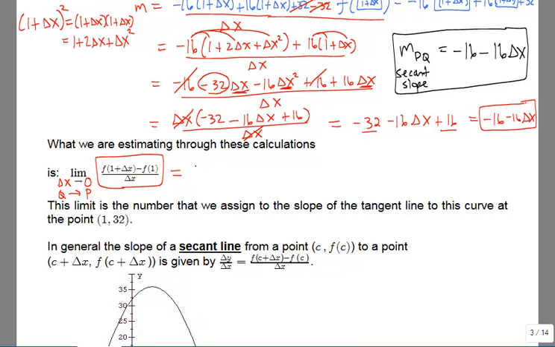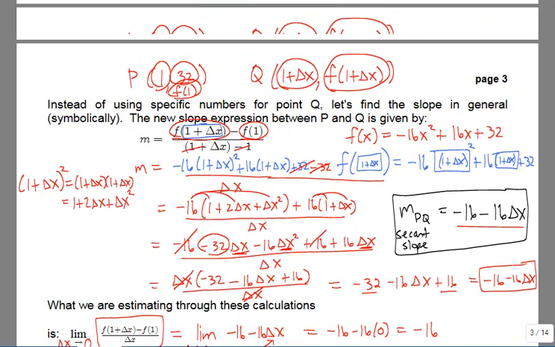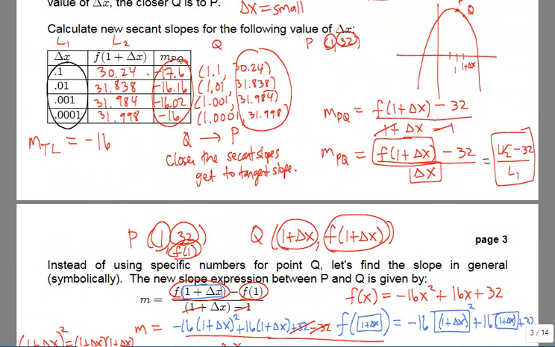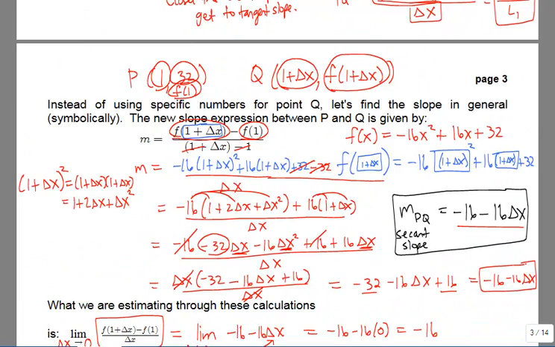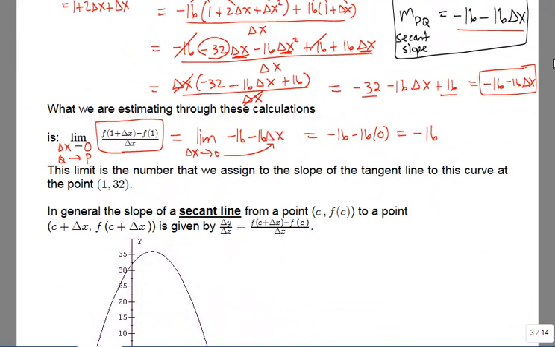Well, in this particular example, this whole quotient that we got right here simplified to this formula. So in the limit, if I plug in 0 for that delta x, then this is just going to go to negative 16. And that was what we saw earlier from our table of values. We were pretty confident that negative 16 was going to be what that limit was. So here we just did it algebraically instead of doing it numerically.